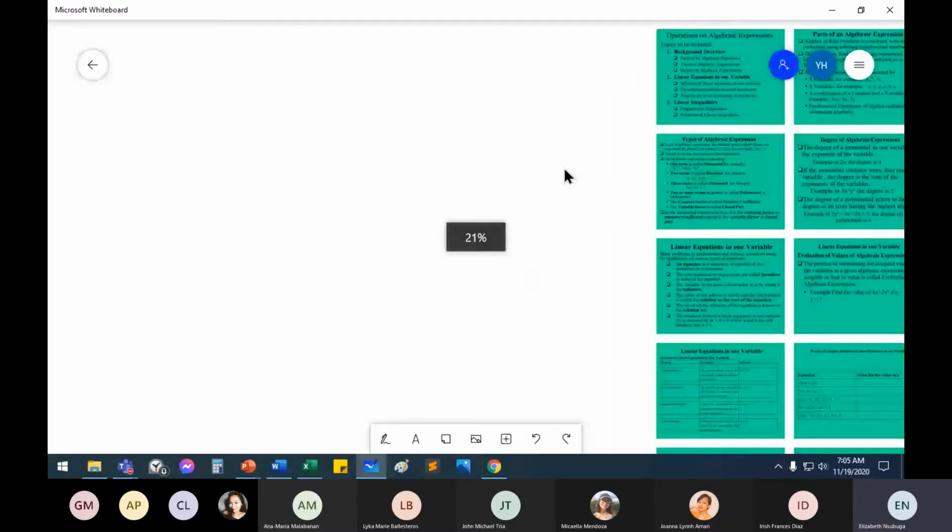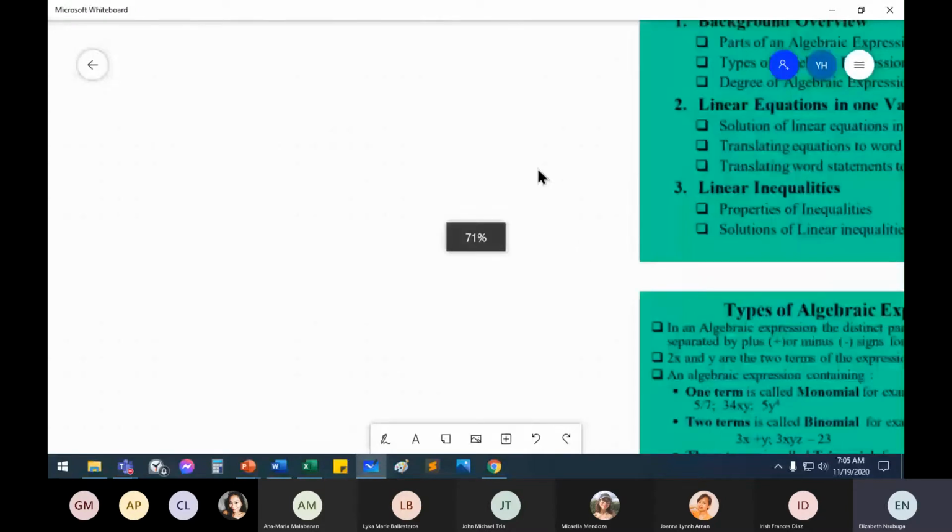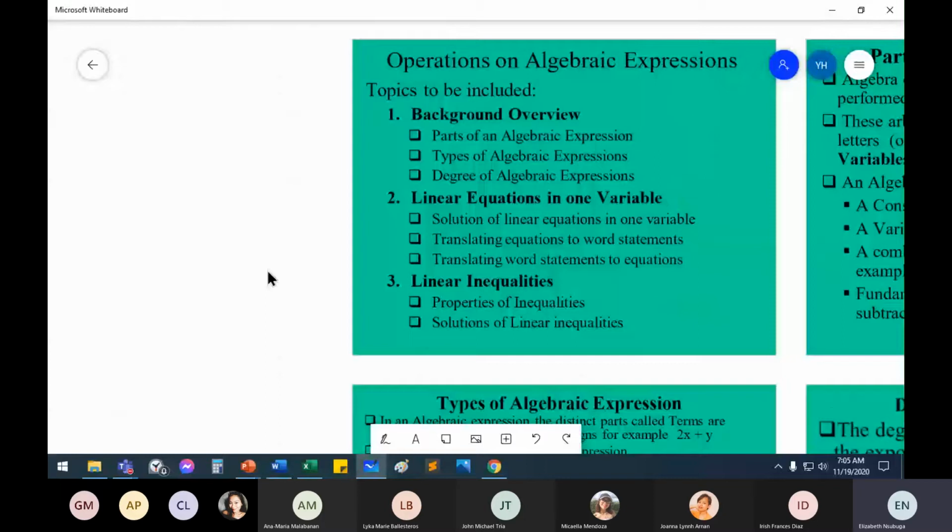We will be doing 2 topics. One is going to be from algebra, another one is going to be from business math. So we have operations on algebraic expressions, and another one is about merchandise and retailing. Okay, so first we need to have a background on what we are going to do in operations of algebraic expressions.